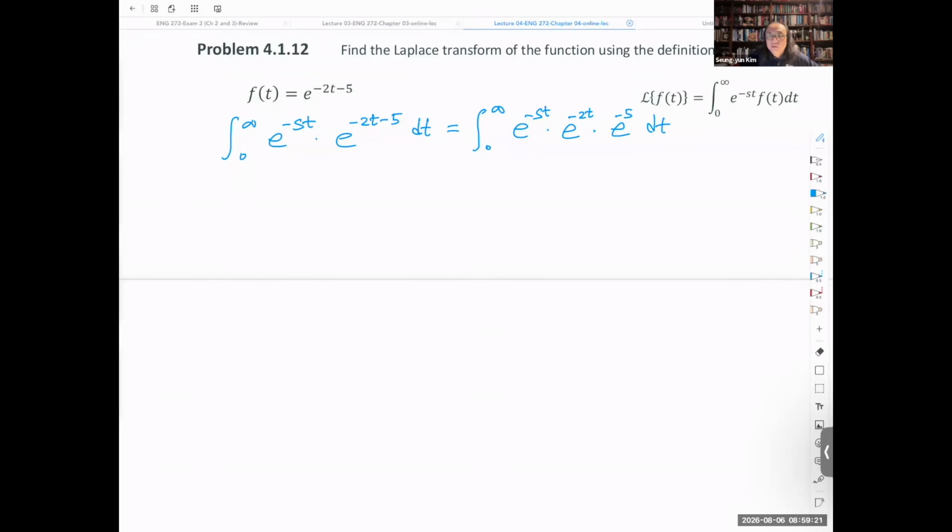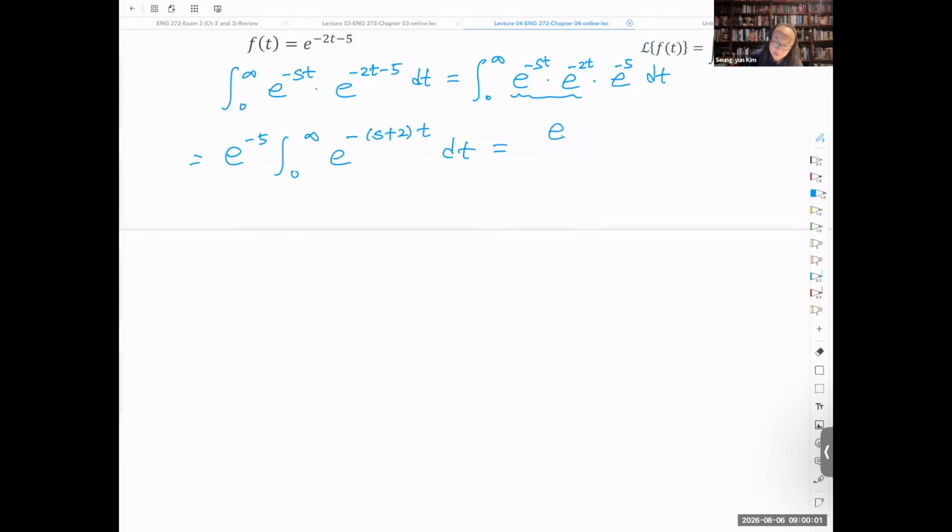And e to the negative 5 is a constant, right? So we can take it to the front, and also we can combine these two guys. Then we have e to the negative 5 times the integral from 0 to infinity of e to the negative (s plus 2)t dt. Then we have e to the negative 5 over negative (s plus 2), and e to the negative (s plus 2)t going from 0 to positive infinity.